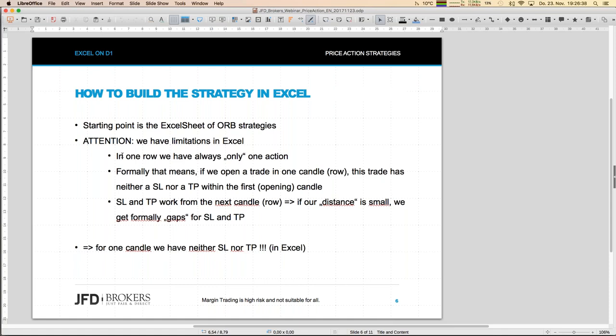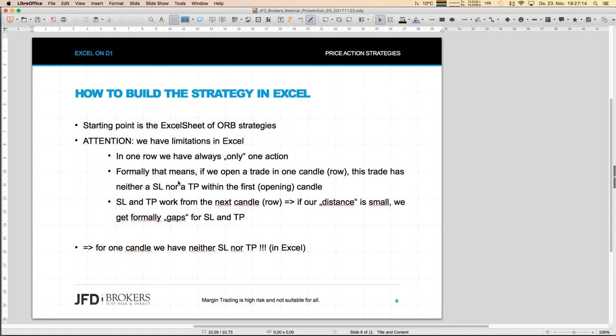That means if you don't know within the second candle which event, stop loss or take profit, happens first, we always assume the stop loss. So we have a worst case principle within this kind of strategy, which is good because in real life it can only be better. But for the first candle, formally, we have no take profit and no stop loss. I just have to remind you about that.